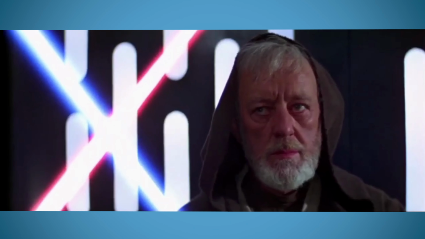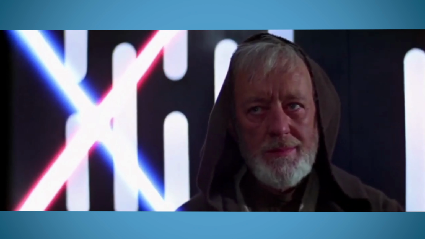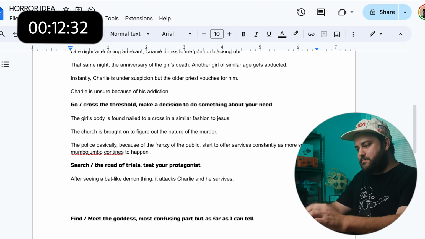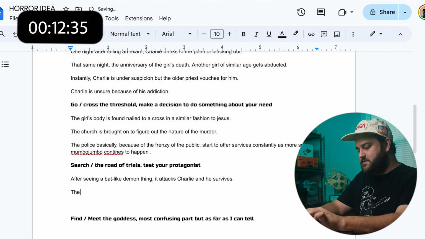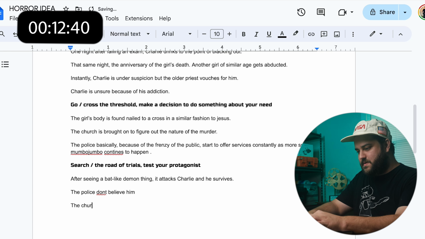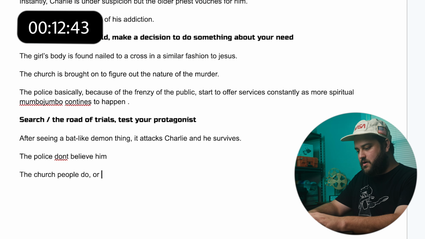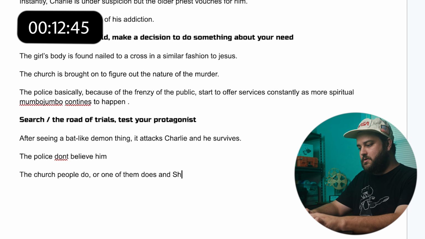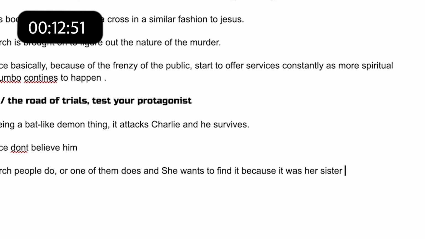And typically an important moment in the story is the death of the mentor. The mentor has passed along what they know about life and their knowledge. The main character has to then press on and continue without them. It would actually be really interesting if we had a whole procedure versus religious tie to it. So maybe Charlie is attacked by the bat thing and he survives. The police don't believe him, and the church people do, or one of them does, and she wants to find it because it was her sister that died.